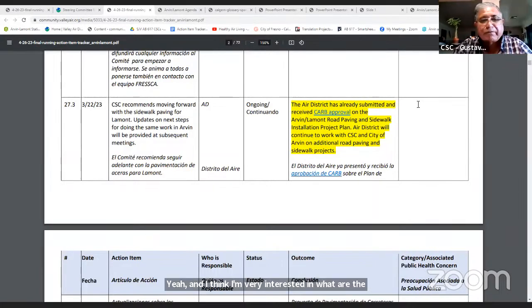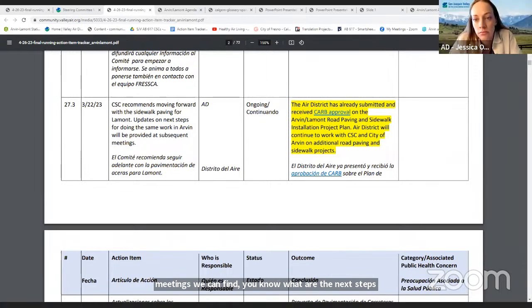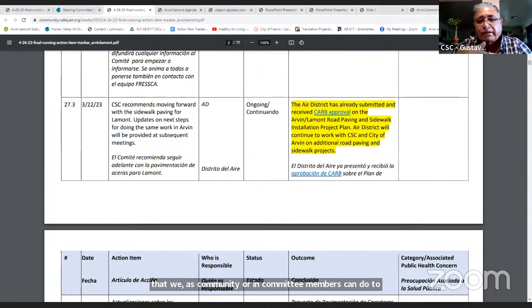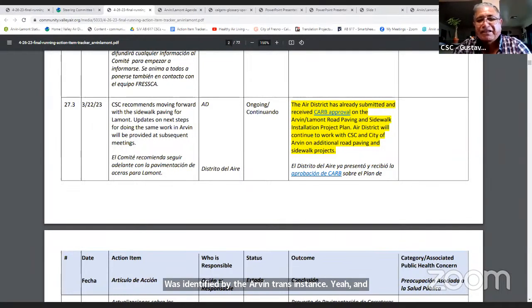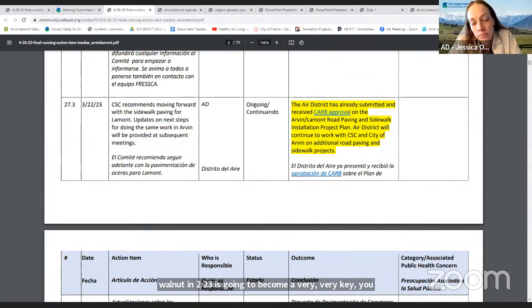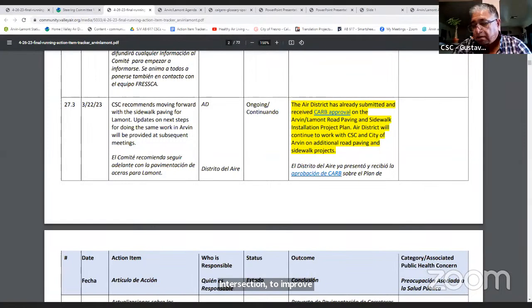I think Caltrans says that someone needs to submit a request, and I think it would be great if between meetings we can find what the next steps are that we, as community or committee members, can do to keep that moving, because I think Comanche and that intersection for sure was identified by the Arvin residents. And the other streets, a lot of streets, a lot of needs, I don't know how far we can go, but definitely those areas are identified, especially with all the new development in Arvin, the new college and everything. Walnut and 223 is going to become a very key intersection to improve safety and to encourage and allow less miles traveled and all of that.